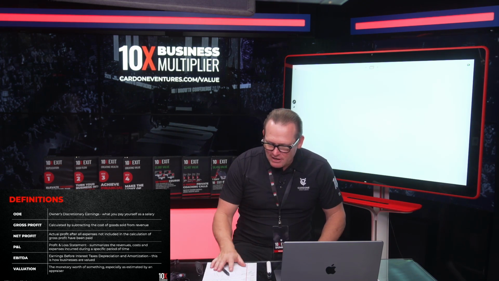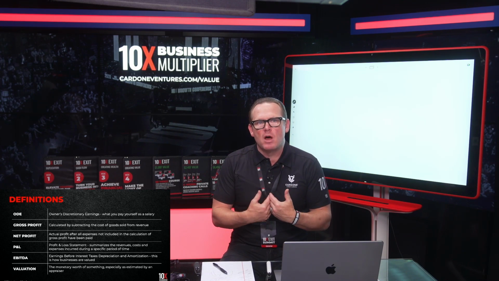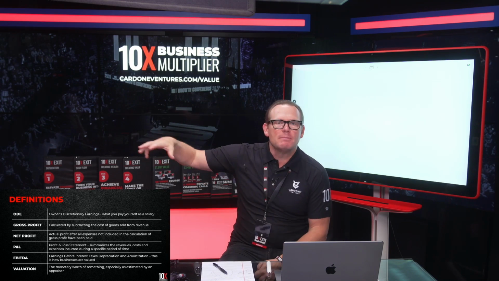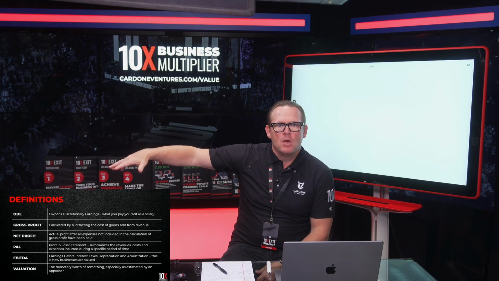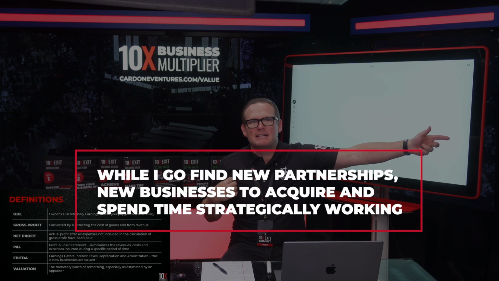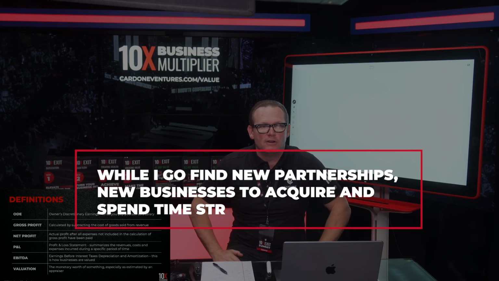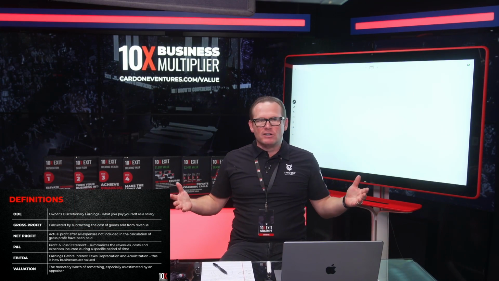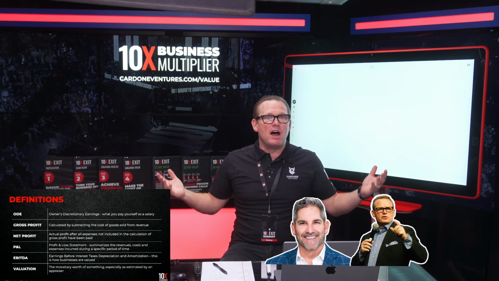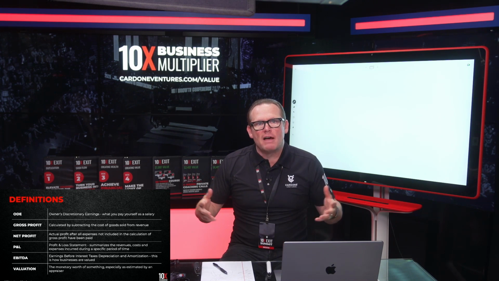So I exited my role of operating the day-to-day responsibilities of the company. Why would I want to do that with Natalie? Because I want somebody I can trust who can run the company while I go find new partnerships and new businesses to acquire, and spend time strategically working with my team to build the business to the next level of success. And then we have to leave a little time for Grant Cardone and me to fly around the world and negotiate remarkable things on behalf of our clients and ourselves. If you don't leave that time in the day, you don't have time to negotiate.